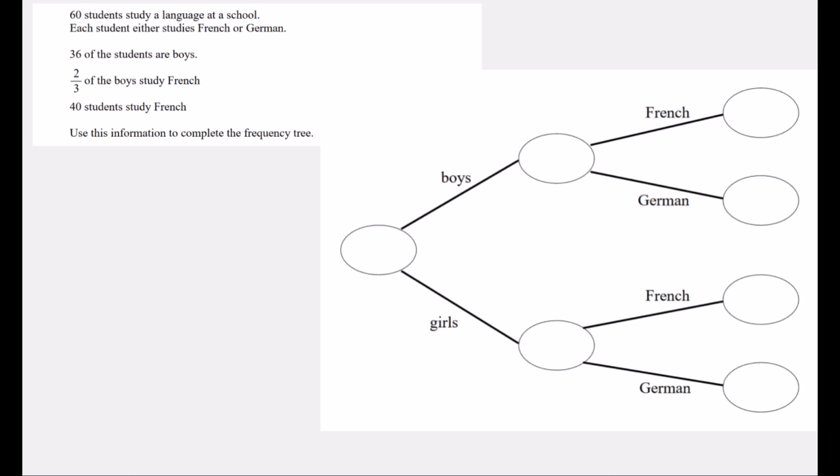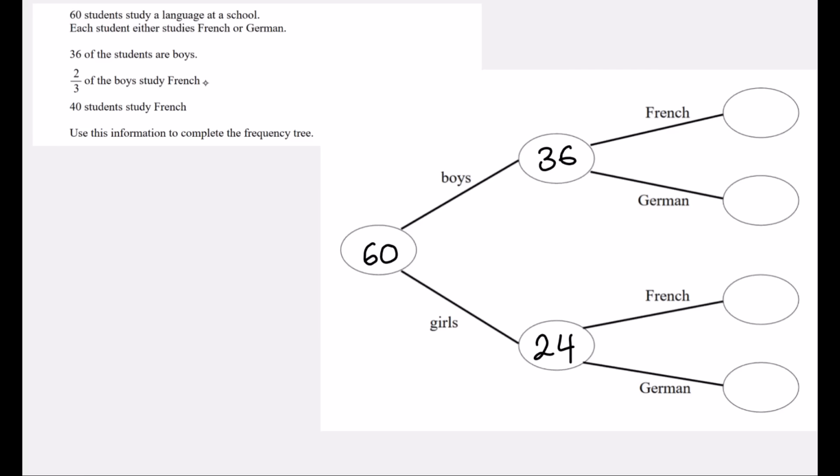Question 16. We've got a frequency tree. 60 students study a language at school. Each student either studies French or German. 36 of the students are boys. Let's start with the 60. Let's put the 60 in first. 36 are boys. So 60 minus 36, which is 24, are girls.